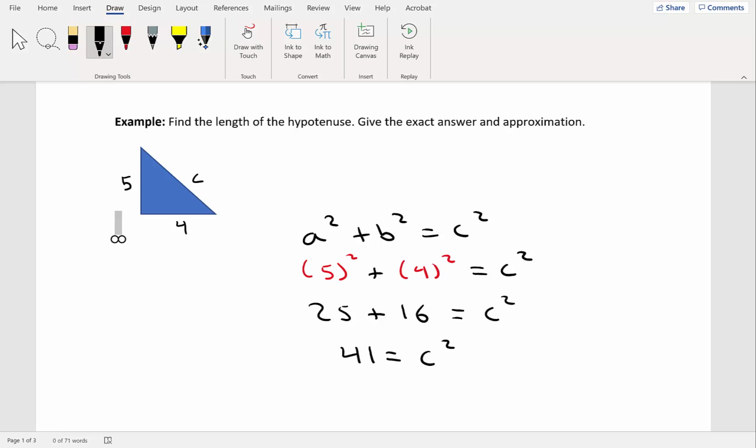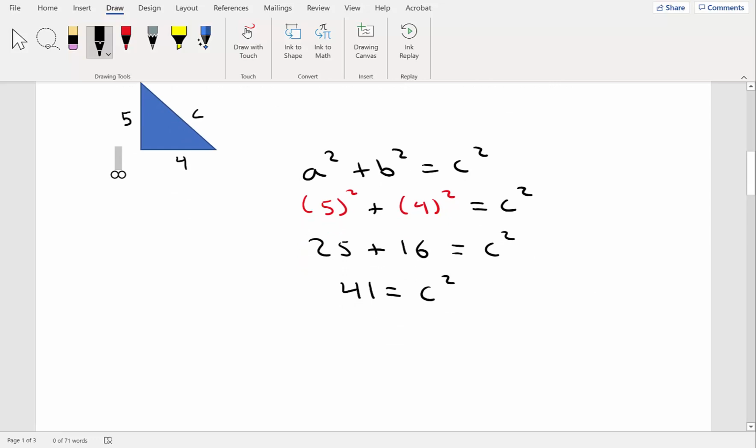Now, with this equation, my c is not solved for yet. I still have to solve for c. In order to get c completely by itself, what I have to do is take the square root. So let me rewrite the equation: c squared is equal to 41. To get the c by itself, we take the square root of both sides. The square root and second power cancel out with each other, which just leaves me with c. So I have c is equal to the square root of 41.